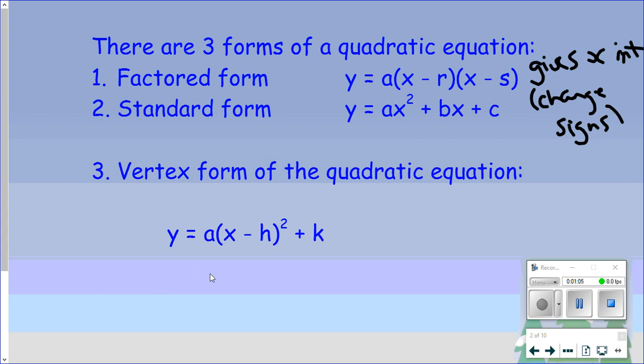We've looked at a already. It controls up or down, stretch, and compress.